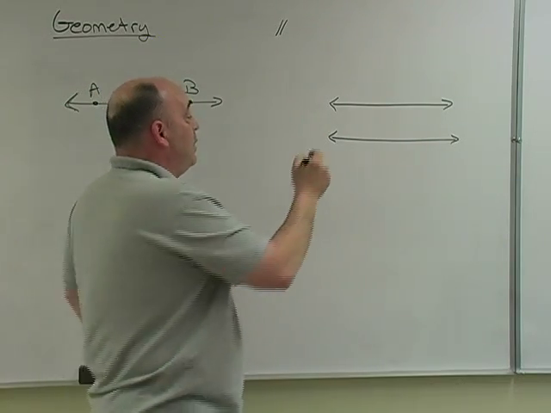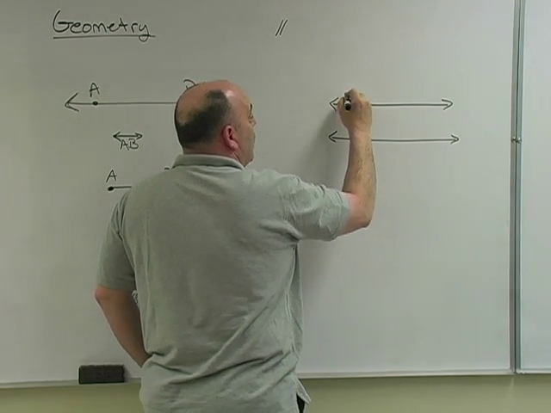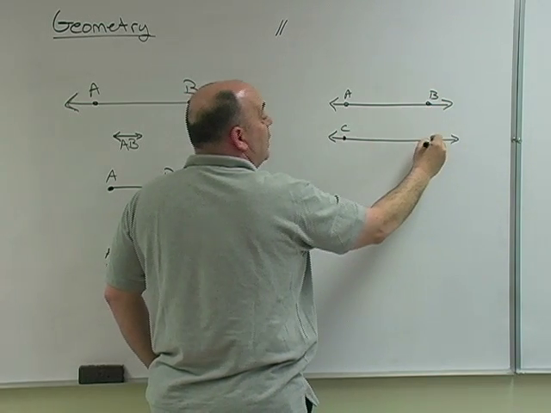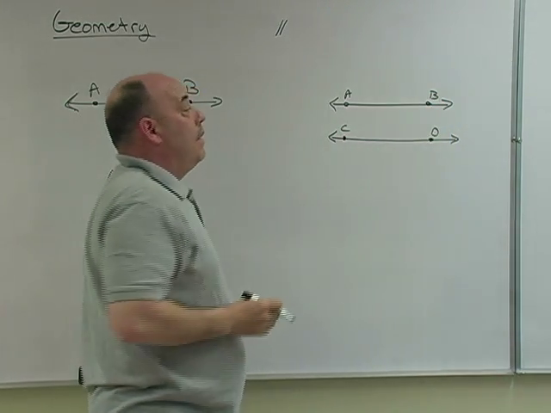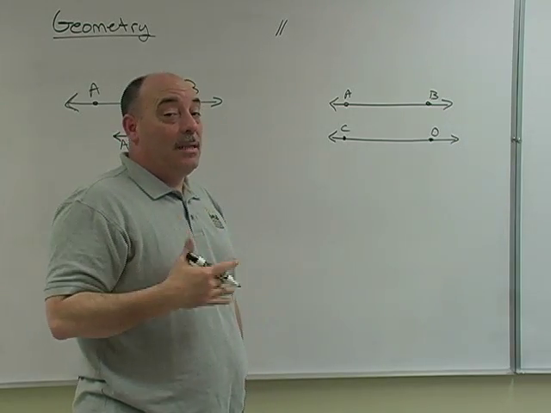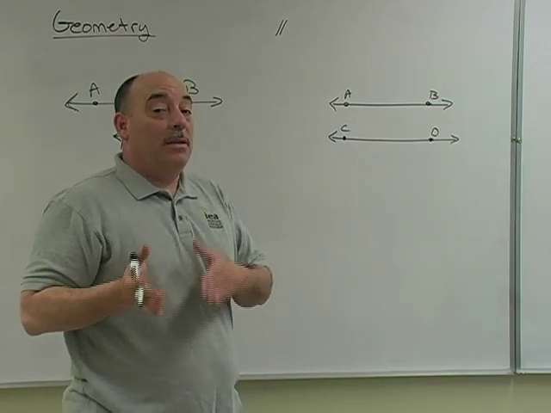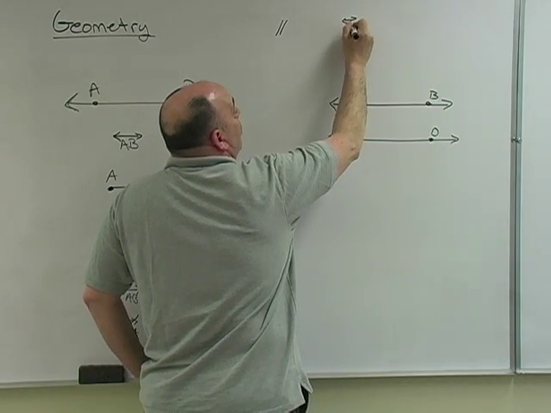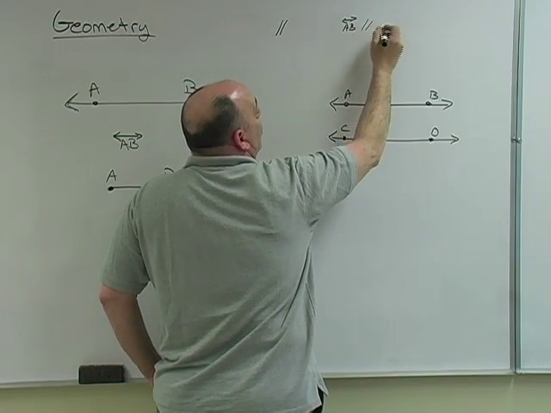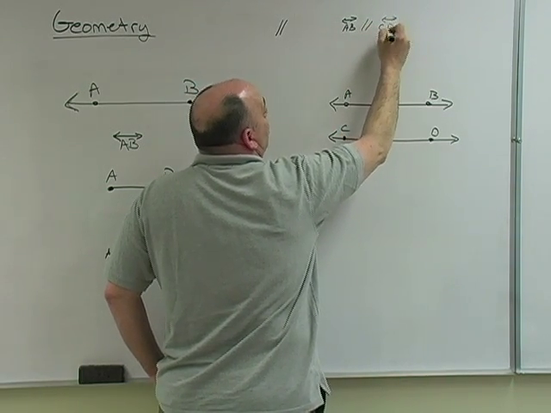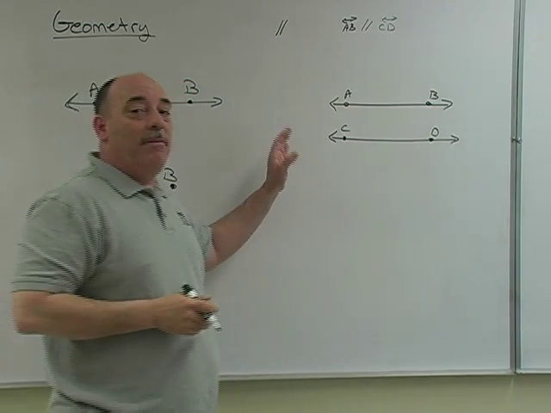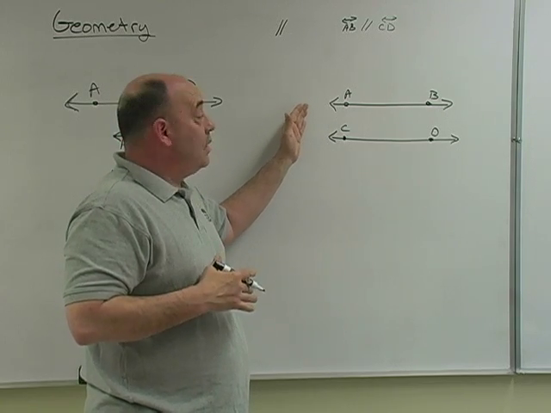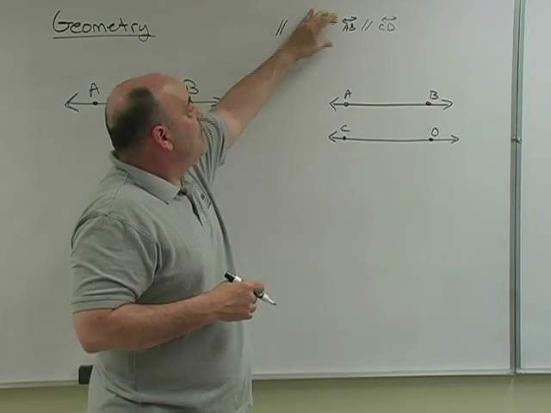So let's label these lines. We'll label this line AB, and we'll label our second line CD. Now if I wanted you to write this in the form of a sentence for me, this is how I would expect to see you do it, or have your children do it. Line AB is parallel to line CD. So we've taken a fairly large diagram, which they will see on tests and quizzes and in their textbooks, and we've reduced it to this little sentence.